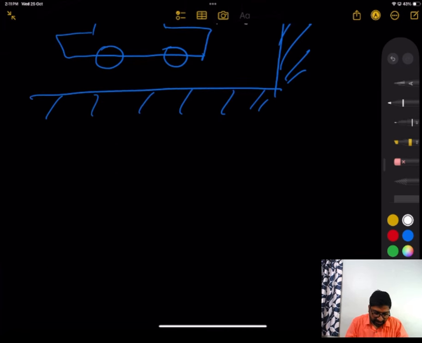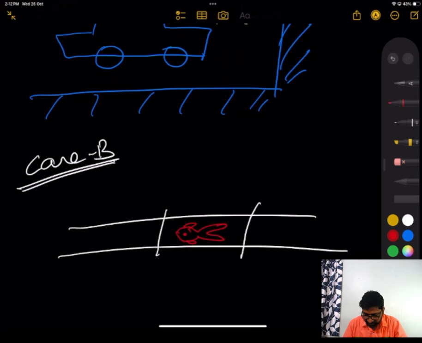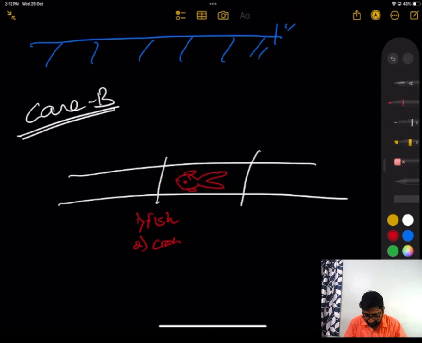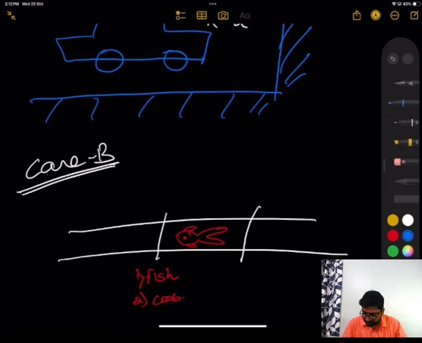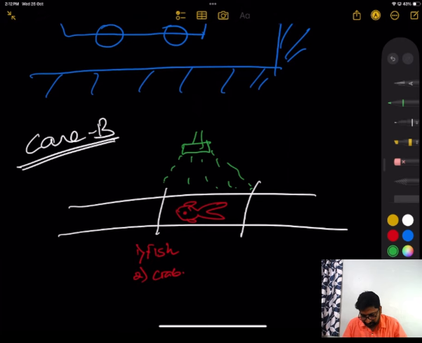Next we will see case B. So this could be a fish or it could be a crab. On top of it there is a camera mounted over it and it is capturing the view. Okay. If it is a crab, the element should go in path A, otherwise it should go in path B. This is a design we need to investigate.